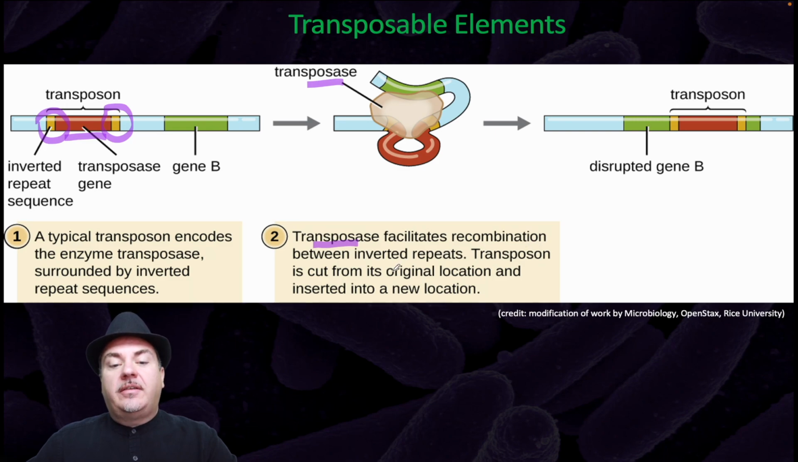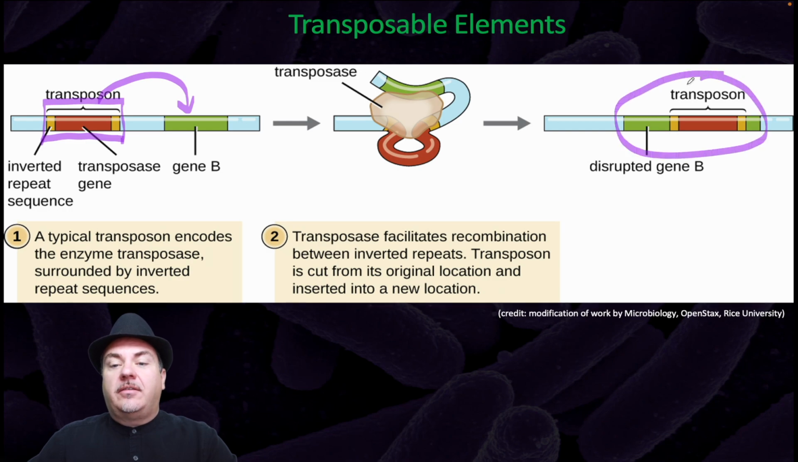The transposon is cut from its original location and then inserted into a new location. So what this means is this piece of DNA has the ability to cut itself out from the chromosome and hop, or reinsert itself, somewhere else inside the chromosome.